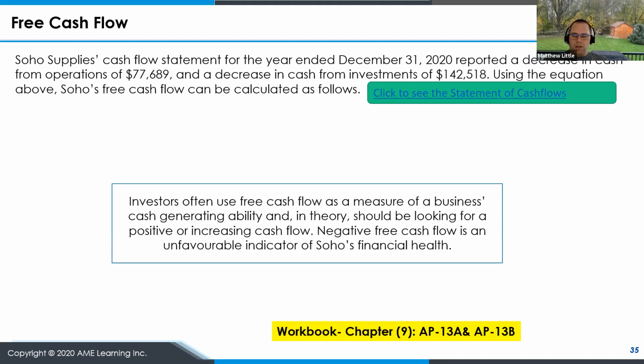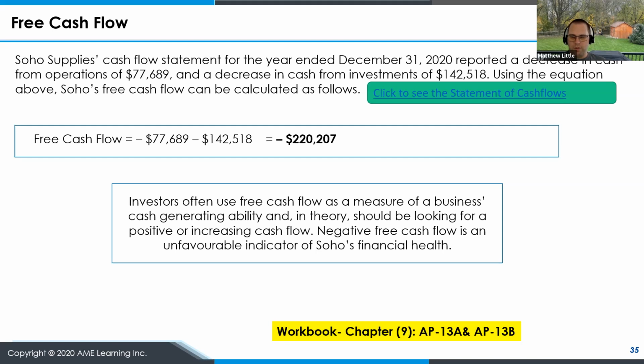So Soho Supply's cash flow statement for the year ended December 31st, 2020 showed a decrease in cash flow from operations of 77,689 and a decrease in cash from investments of 142,518. So their free cash flow is actually negative. They consumed cash in operating, they consumed cash in investing, therefore they actually had to borrow money from the financing side to cover it. Otherwise their cash would continue to decline. They might have used cash, but very often they would use financing to try to balance off their cash side.